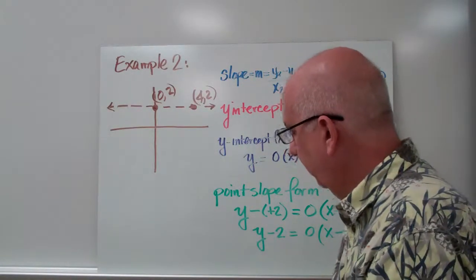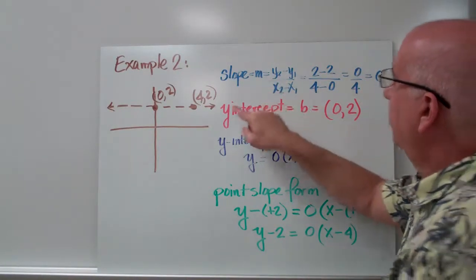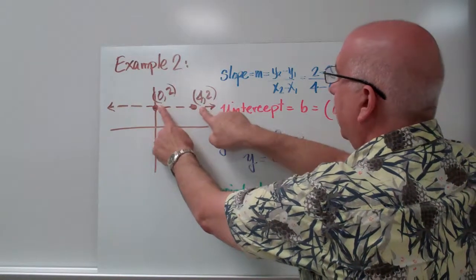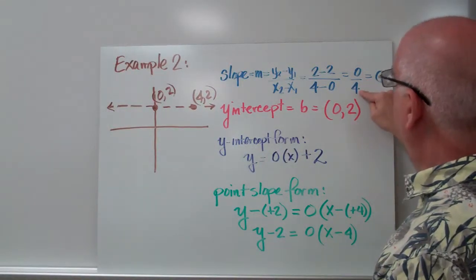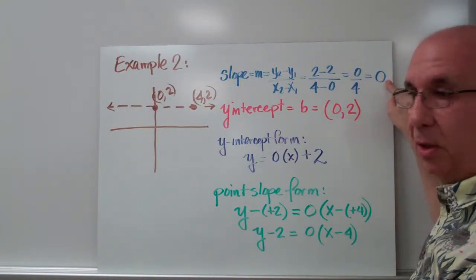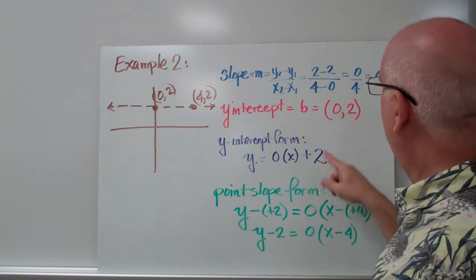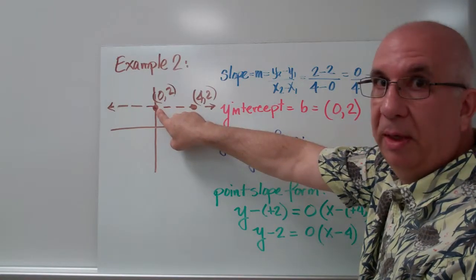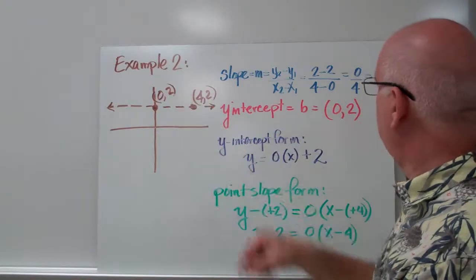Here's another example. This is a horizontal line. To find the slope, I have the change of the y's, 2 minus 2, over the change of the x's, 4 minus 0, which leaves me 0 over 4, which is 0. So my slope of this flat line is 0. My y-intercept is located right here at the point 0, 2. So my y-intercept, the b, is 2.